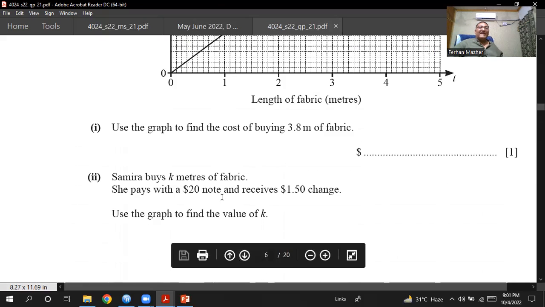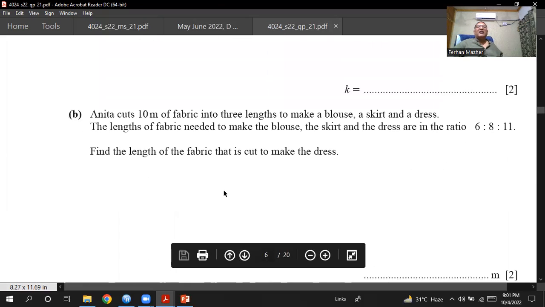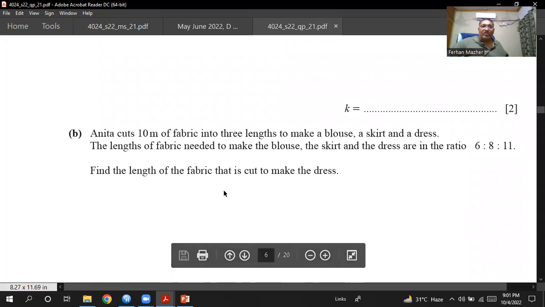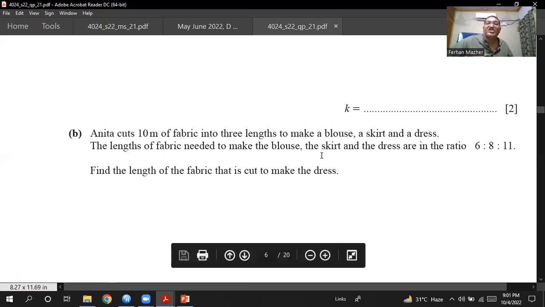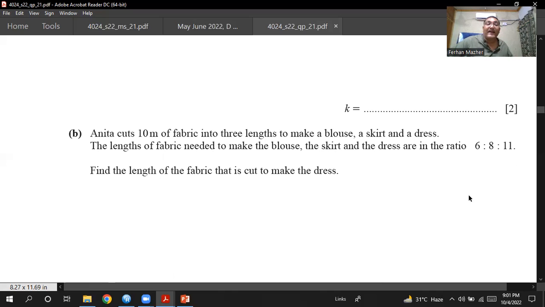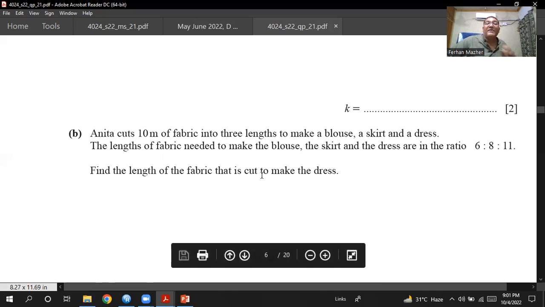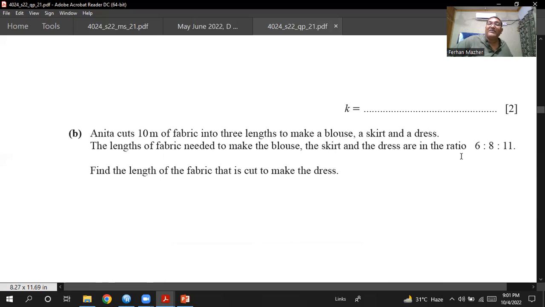Okay, so the next thing they're asking is Anita cuts 10 meter of fabric into 3 lengths to make a blouse, a skirt, and a dress. The length of fabric needed to make the blouse, the skirt, and dress are in the ratio 6, 8, 11. Find the length of the fabric that is cut to make the dress. The ratio of the dress is 11. The sum of the ratio will be 25.